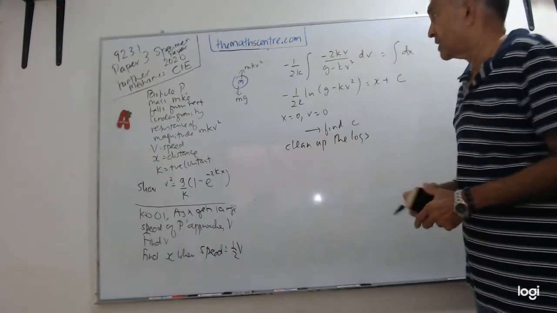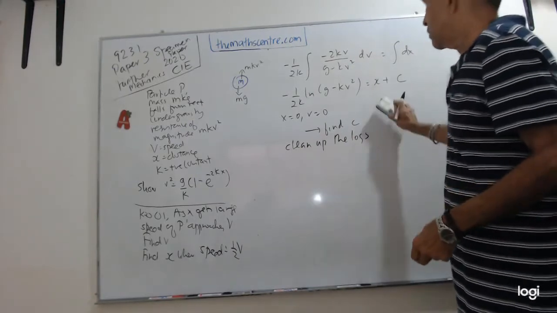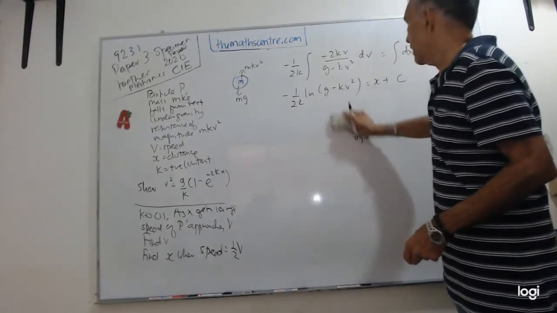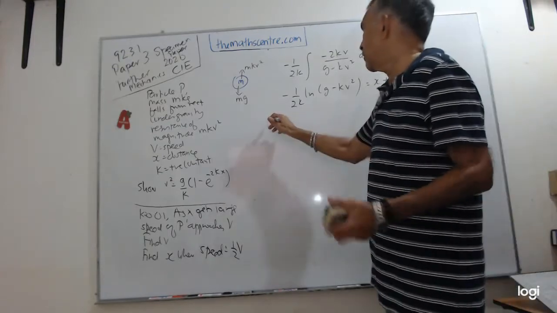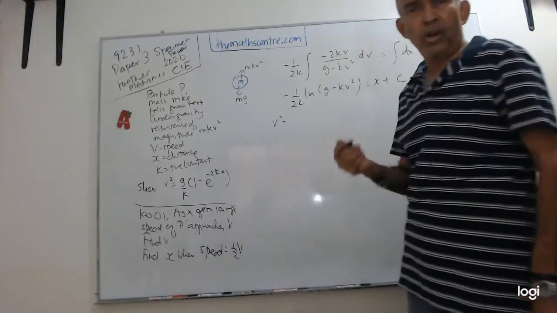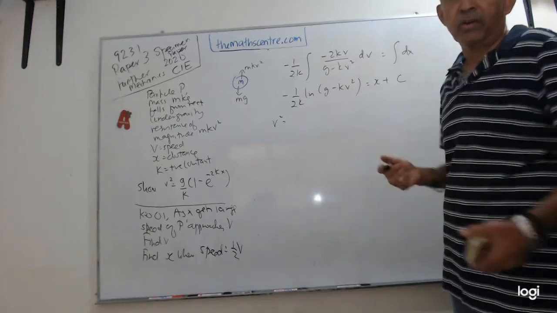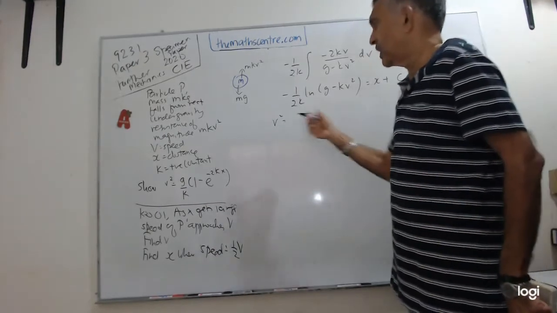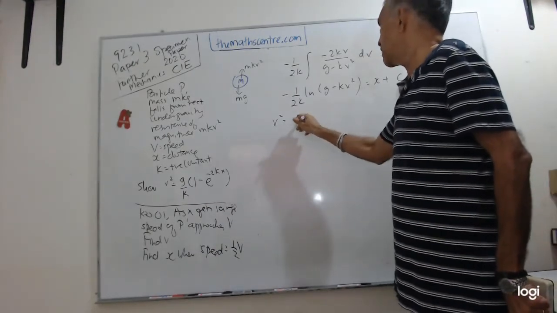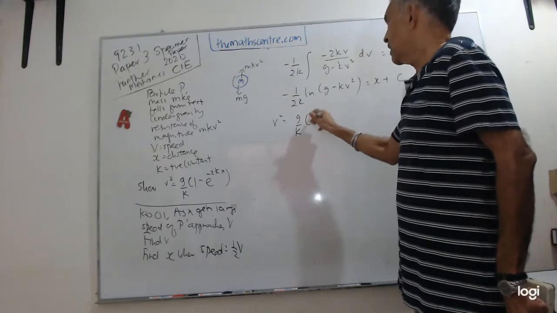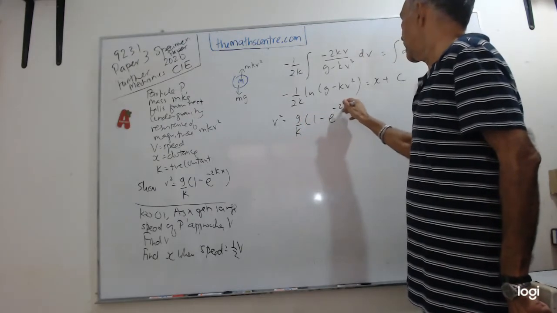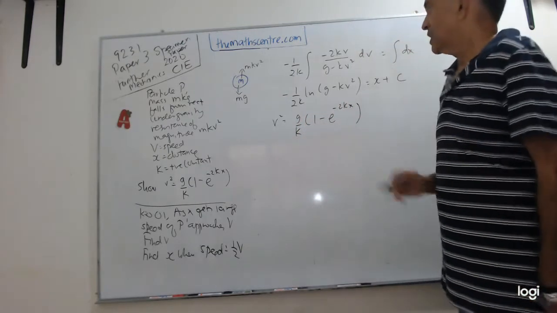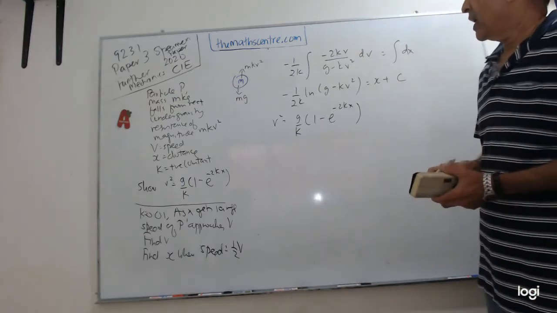They ask you to show that v squared is given. Let me just erase this now. You need to do a little bit of work; it doesn't just jump out at you like that. After you've done that, you need to clean up the algebra, and you'll get, I'm just trying to save some time here, g over k times 1 minus e to the minus 2kx. Yeah, easy to get.